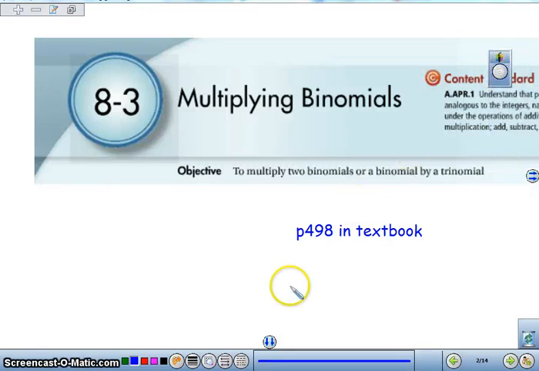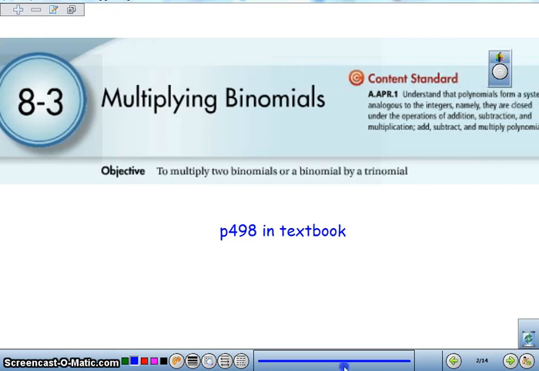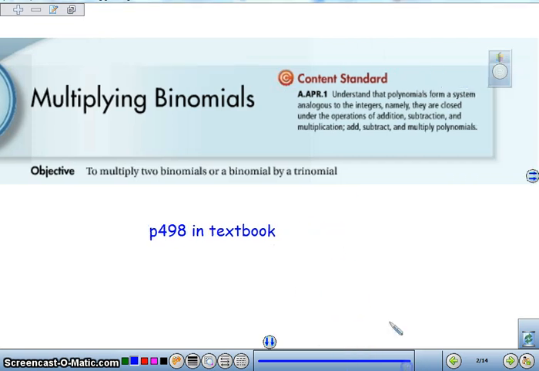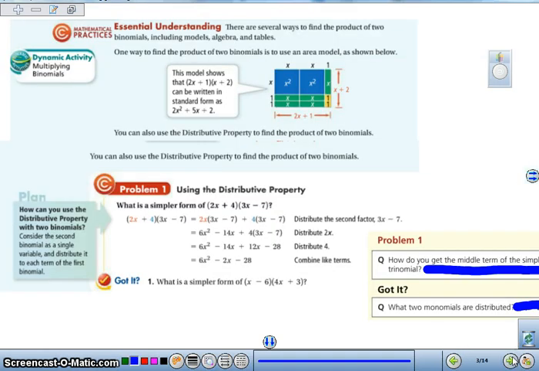This is lesson 8.3, doing binomial multiplication. I'm going to show you 3 different ways that you need to do both the worksheet and then as you work on your homework. You can see the standard is listed up at the top, our content standard, understanding polynomials from a system, knowledge of analogies with integers. They are closed under operations of addition and subtraction, multiplication, adding, subtracting, multiplying our polynomials together.